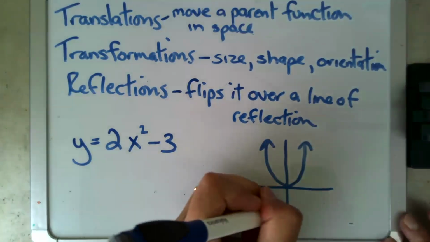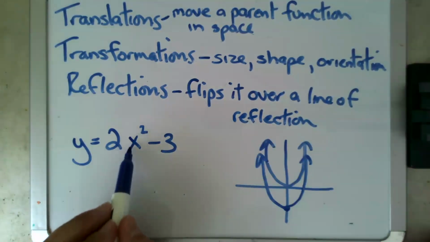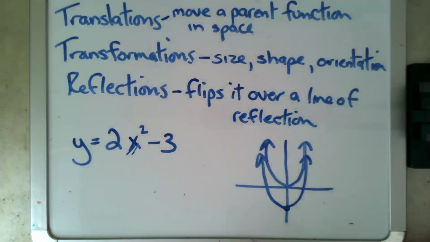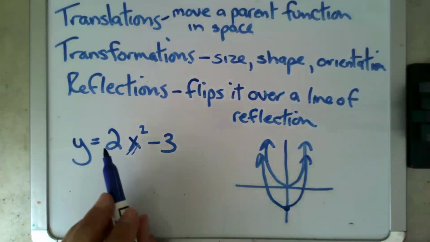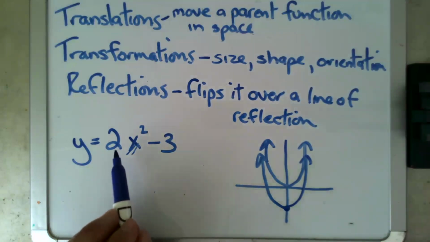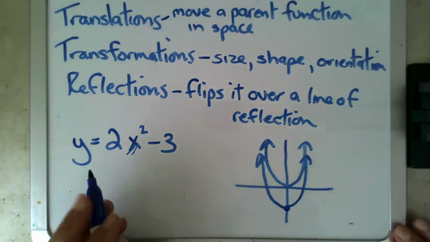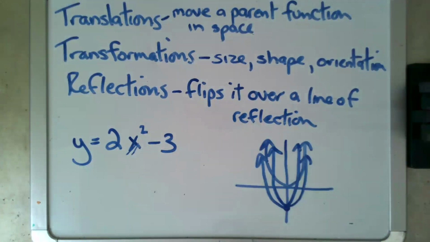Move it down 3. Times 2 on the outside of the x squared. Again, that's a vertical. Vertical goes as you would expect it. It is a stretch by a scale of 2. And so that's our final answer.